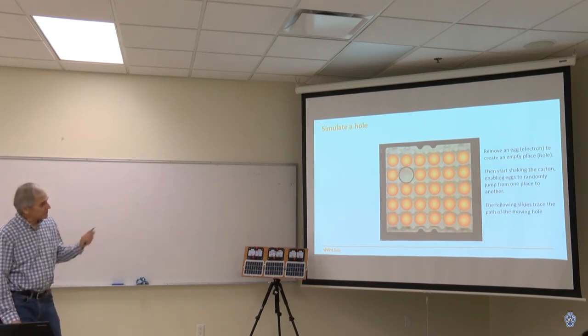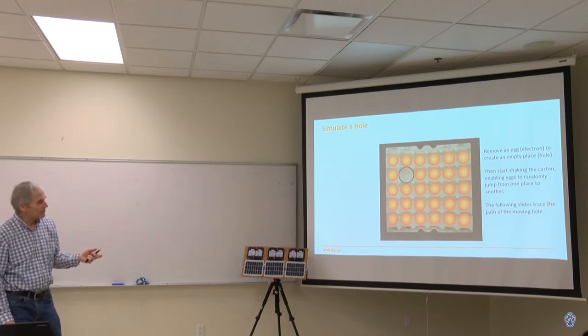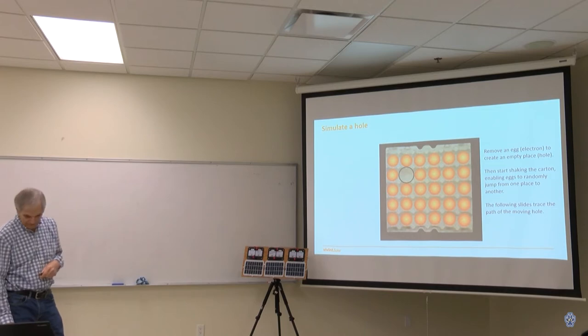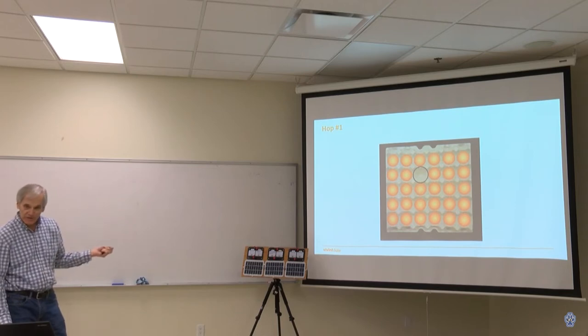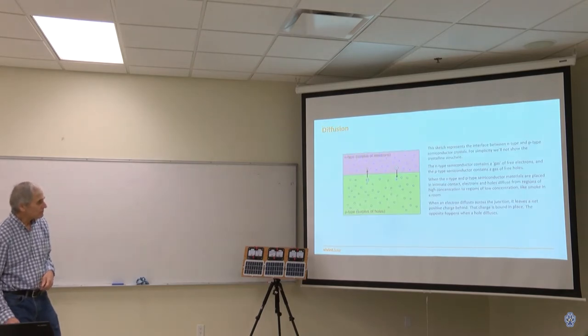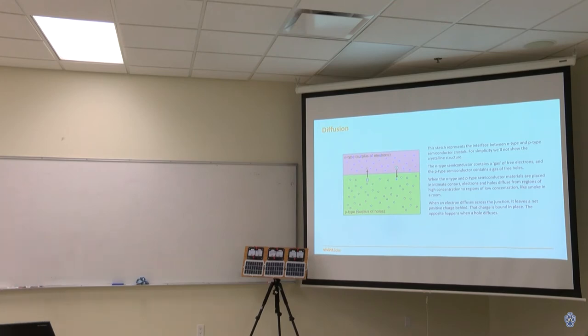First I remove an electron so that I create a hole. That's the hole we're going to watch migrate around. And as we shake the tray, an egg suddenly leaps from next door into that hole, creating another hole, and so on, allowing the hole to migrate across the crystal. So that's the way the holes move.